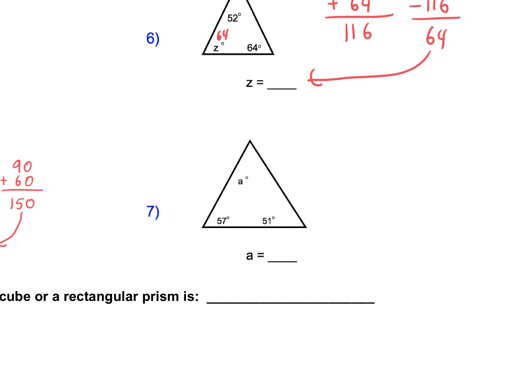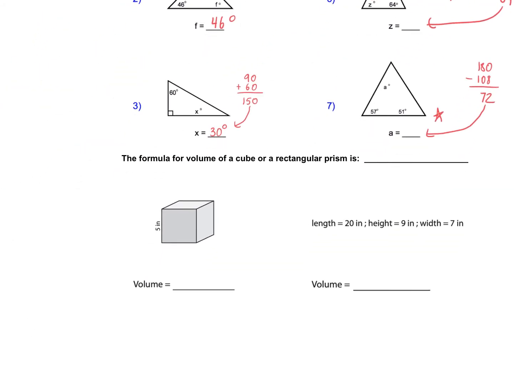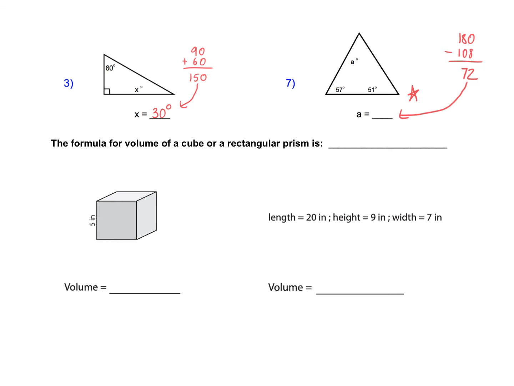Tell me what you got for number 7. You should have gotten 72 degrees there. Okay, let's come down and take a look at our formula for the volume of a cube or rectangular prism. So remember, our volume is our length times our width times our height.